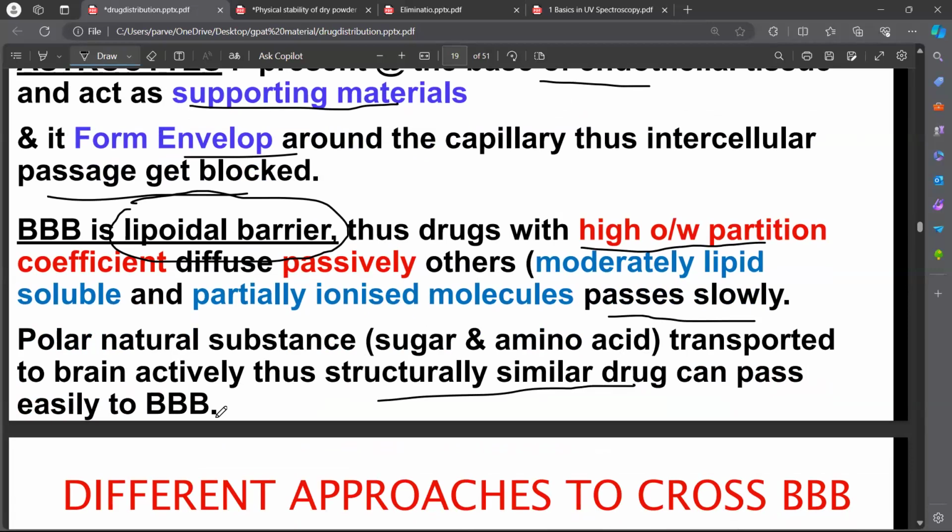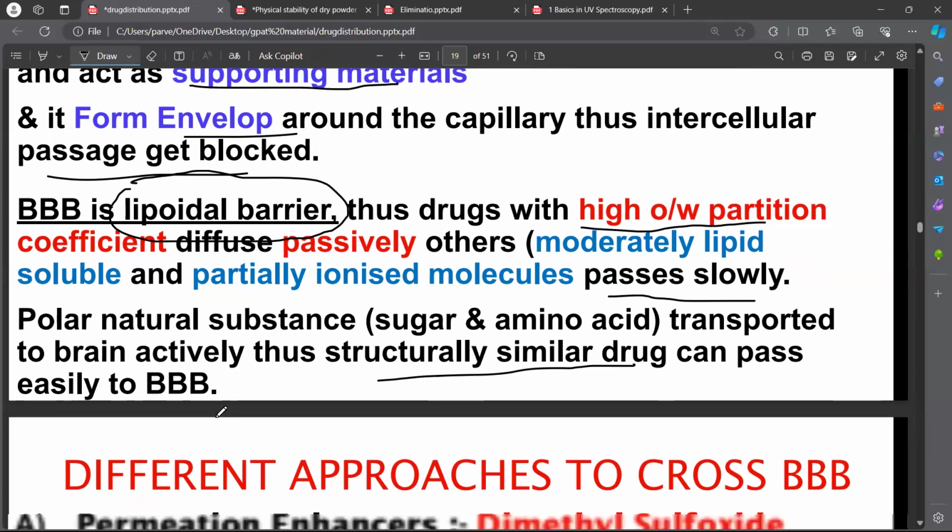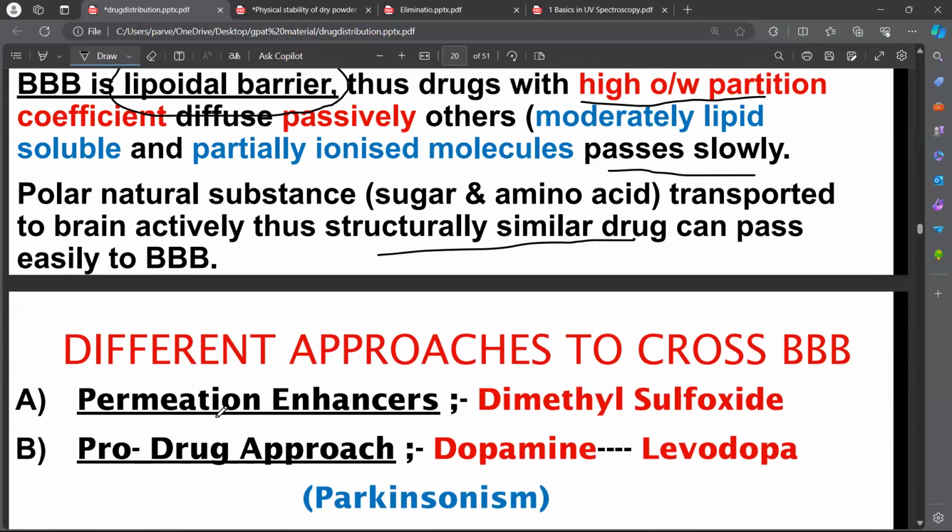Basically, the essential nutrients required for the brain's normal function cross the blood-brain barrier through specific transporters on its surface. If our drug has a structure similar to that essential nutrient, it can act as a substrate for that carrier and cross the blood-brain barrier. Quite different approaches have been used to increase the permeation of drugs to the blood-brain barrier, because most drugs that act on the CNS must cross it in order to show their therapeutic action.